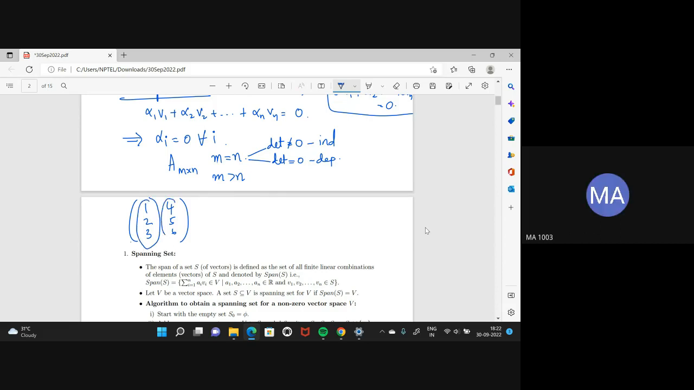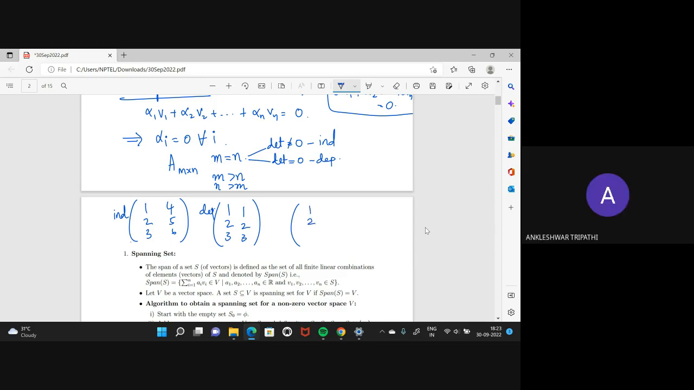This is one vector, this is another vector. Is the second vector a scalar multiple of the first vector? No. So in this case, it is independent. Whereas if you take this, in this case, it is dependent. So when M is greater than N, we cannot tell anything. Now when N is greater than M, the number of vectors is greater than the number of rows.